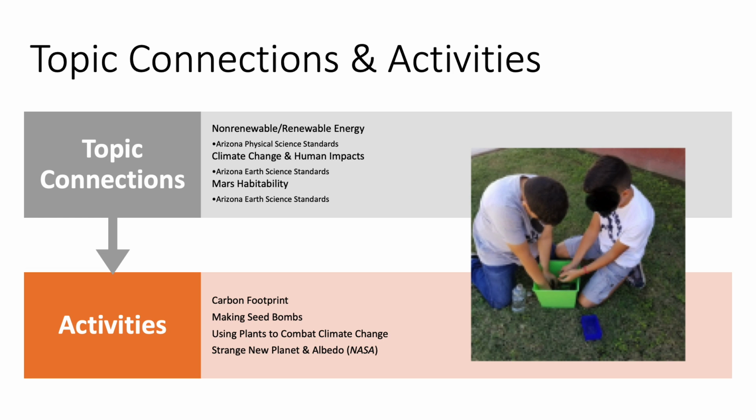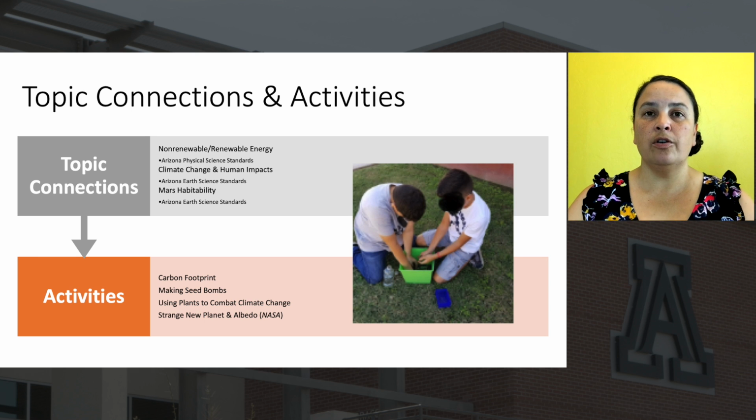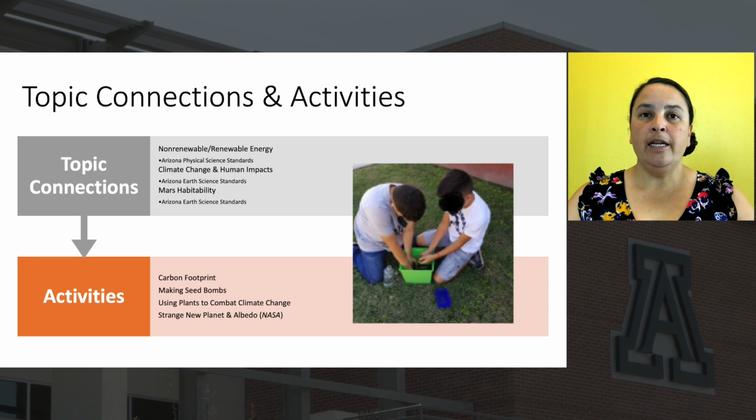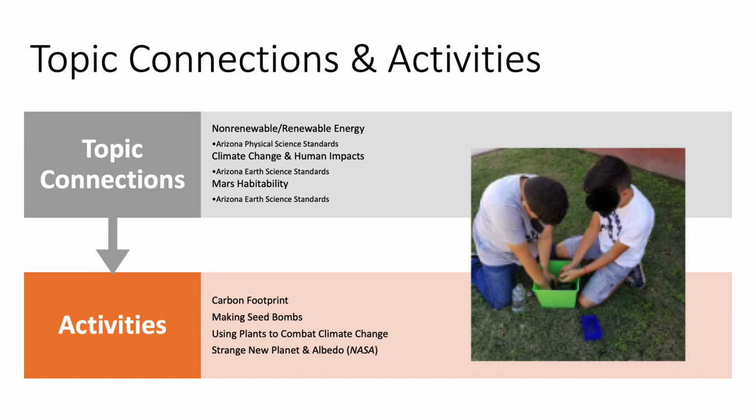Some of the activities that we did to connect to this theme were carbon footprint, where the students had to measure their carbon footprint through their daily activities. They also made seed bombs using native seeds that they could throw out into their own yards at home. Mind mapping using plants to combat climate change. And new this year was Strange New Planet and Albedo, trying to colonize Mars.